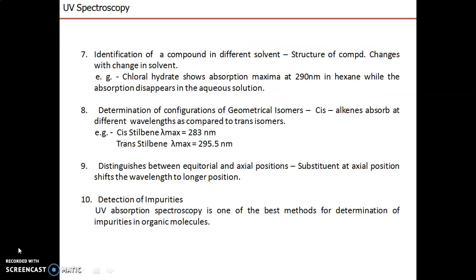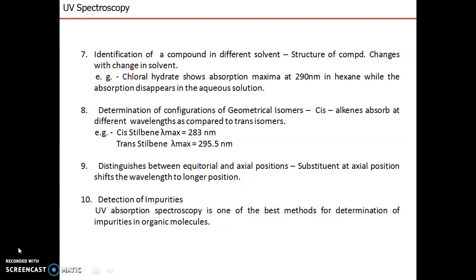Then identification of compounds in different solvents. As we change the solvent, absorption changes. For example, chloral hydrate shows an absorption maximum at 290 in the solvent hexane, while if we dissolve it in an aqueous solution, the absorption disappears and we do not get any absorption. So as we change the solvent, we get different absorption maxima.